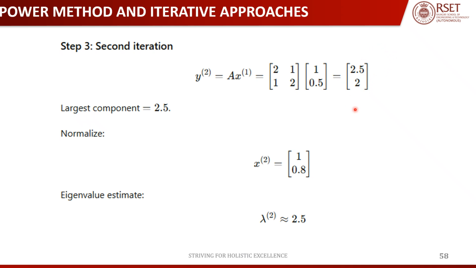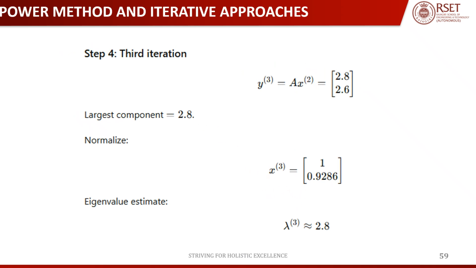So what we do now, we'll choose the largest component, which is our next eigenvalue, that is 2.5. And now using this 2.5, we just divide y2 by 2.5. We have the first entry equal to 1, and the second entry 2 by 2.5 is equal to 0.8. So this is our new x2. We'll use that for the next iteration, and our approximate eigenvalue in this iteration is lambda 2, approximately equal to 2.5. Now using x2, we'll find y3 by getting A x2.